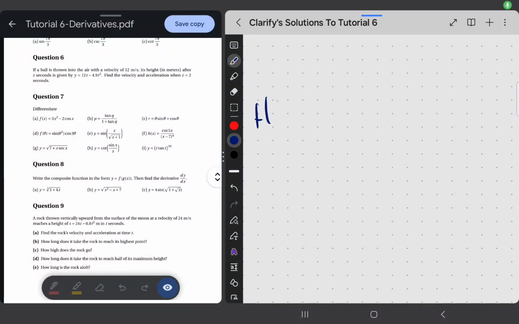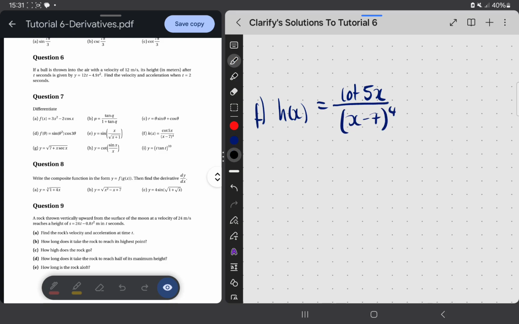Part F says that we have h of x equal to cot 5x all over x minus 7 to the power of 4. Either way, we know what cot is. It's 1 over tan. But we don't even need to convert it, because when differentiating we can differentiate cot directly. So I don't need to convert it to tan. I can leave it in this form.